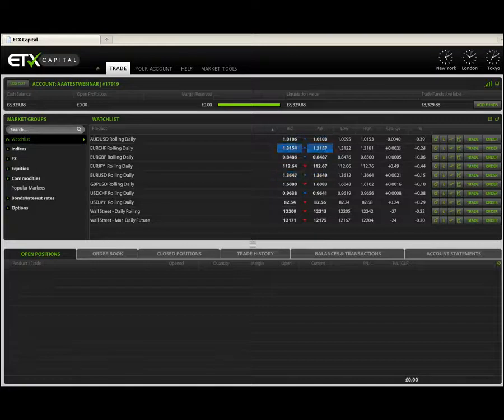Now what we've got here is the ETX Capital platform. Okay, this is the normal dashboard. Now what I've done is I've created in my watch list, I've put in 9 very liquid and very tight spread currencies and the Wall Street. Okay, those are markets I trade very regularly, so I put them in here. Now what you will notice is that there are 9 listed that I look at for swing trading, and then there is one down here that I look at for intraday trading. Okay, this Wall Street daily future is my intraday market that I look to trade.